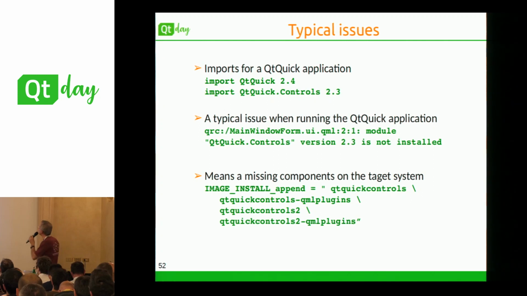Five minutes. Typical issues. I'm developing a beautiful, cute Qt Quick application. It works on the PC. I deploy it, and, oh damn, it's not working. I get this error. Okay, because I forgot to install Qt Quick Controls, for example. What I need to do in the configuration file is add IMAGE_INSTALL_append qtquickcontrols2 or 1, depending on what you want to do.